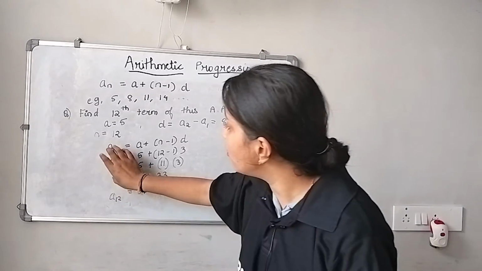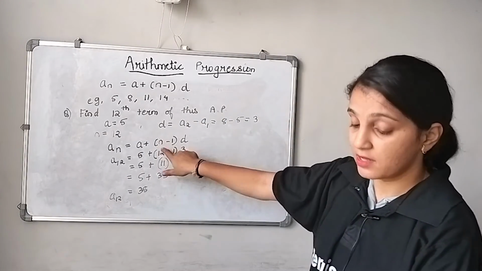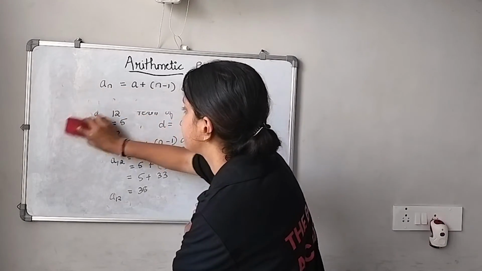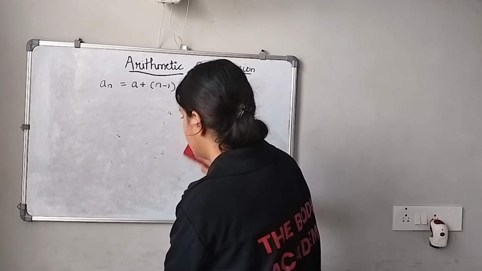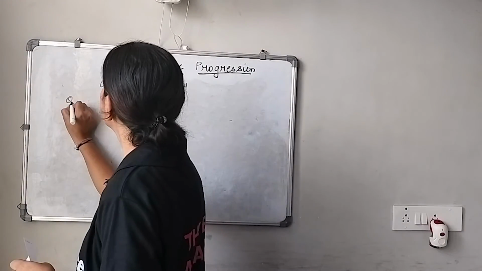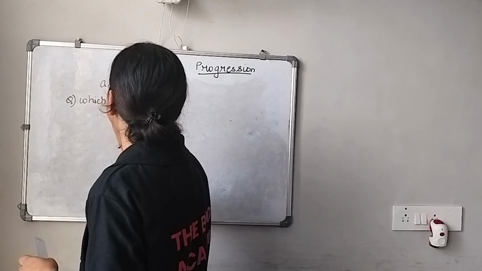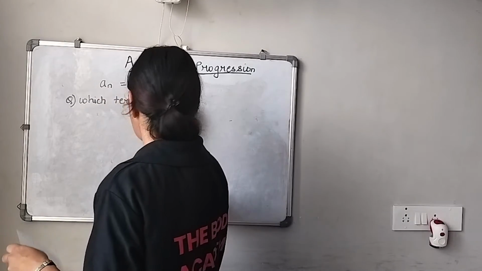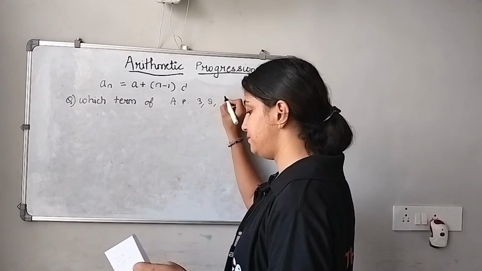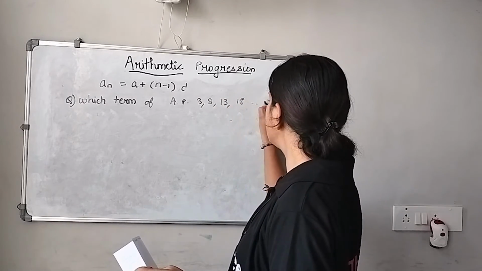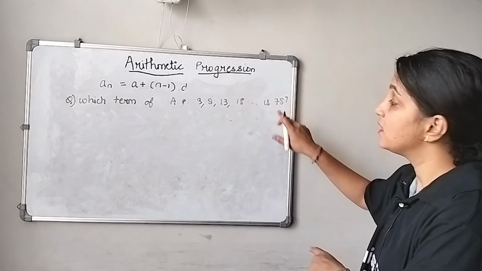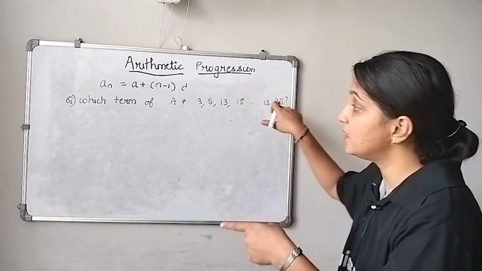If the value of an is given and we have to find what our n is, then we'll see how to do it. Question is: which term of the AP 3, 8, 13, 18 up to is 78? In the last question we were asked what this term is. Now we have been given this term and we have been asked which term.